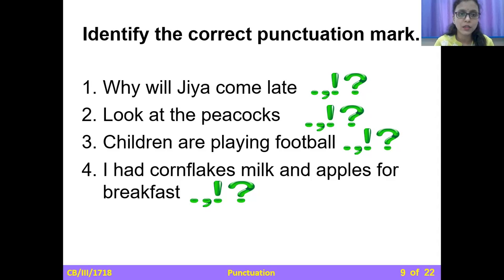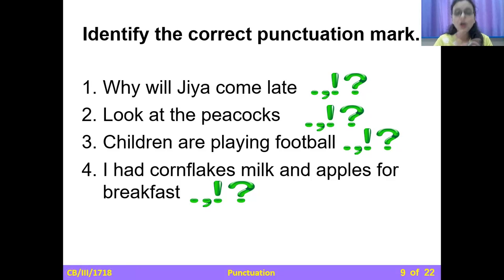Okay. Now next. I had cornflakes, milk and apples for my breakfast. Yes. What will come here? Yes, there are two punctuation marks, comma and full stop. See, after cornflakes, there should be a comma here to separate. There are three items that I ate for my breakfast. So cornflakes will be separated with a comma, then milk, then apples. So one comma will come after cornflakes. Yes, and at the end of the sentence, we have to put a full stop, right?